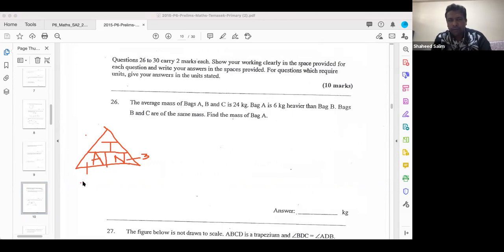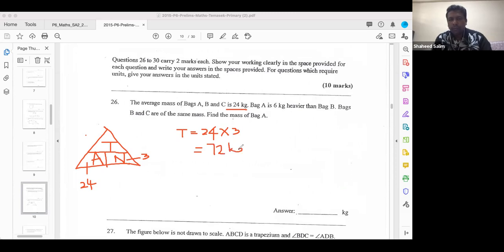Average, they give you the average is 24 kg. How do we know? We read it carefully. It says the average mass is 24 kg. So what does it mean? It means you can find the total. Formula for total, you cover total. Total equals average times number. So now you get the total weight. Total weight will be what? 24 times 3, 72 kg. Can you continue from here?